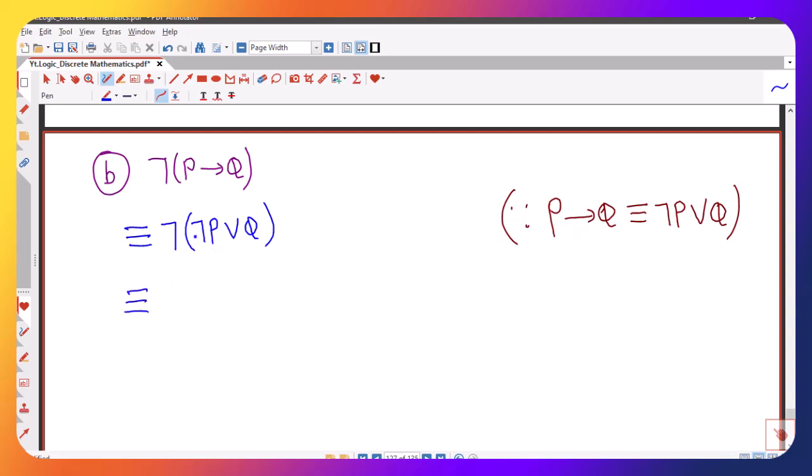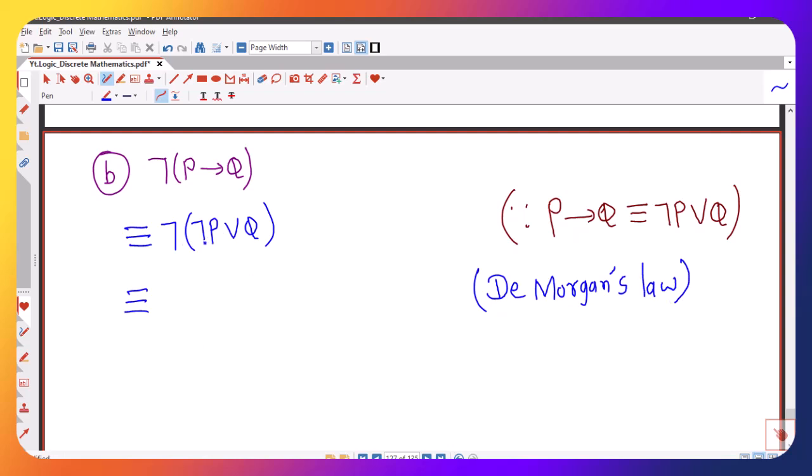Now here I have negation outside the bracket, therefore I will use De Morgan's law. So whatever we are using, that we have to mention in the bracket. Now we are using De Morgan's law.